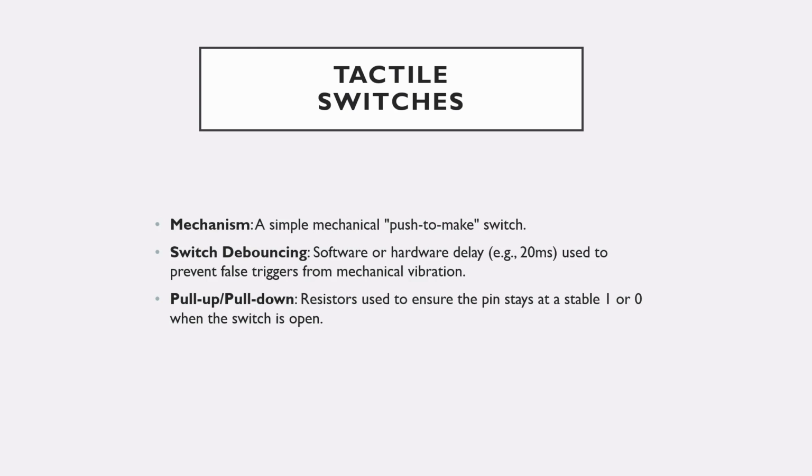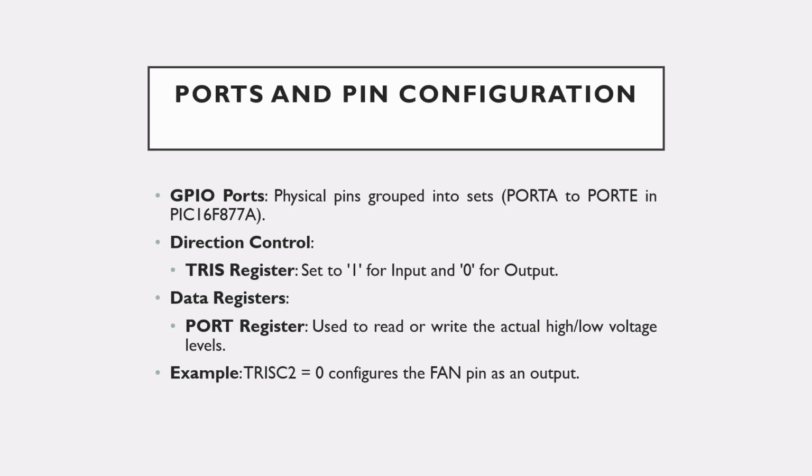And next one is ports and pin configuration. PIC microcontroller pins are organized into ports such as port A, port B to port E. The TRIS register sets the direction of each pin while the port register reads or writes data. For example, setting a pin to 0 configures the fan pin as an output.